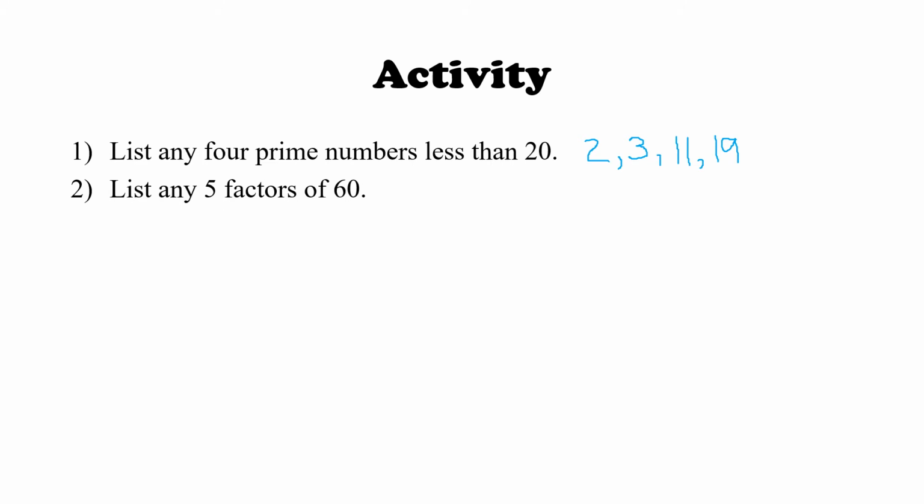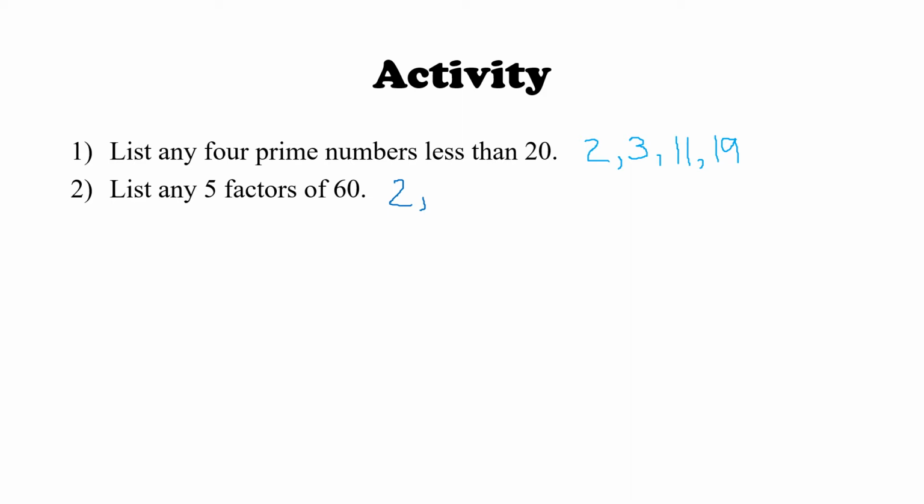Moving on. List any 5 factors of 60. And again, we have to recall what a factor is. A factor is any number that could go into a number perfectly, or as we say, without a remainder. So let's see what could go into 60 perfectly. Well, right away, I know that 2 again is a factor. You have to stick to what you know. So 2 could go into 60, and how do I know that? I could divide and I will get no remainder.